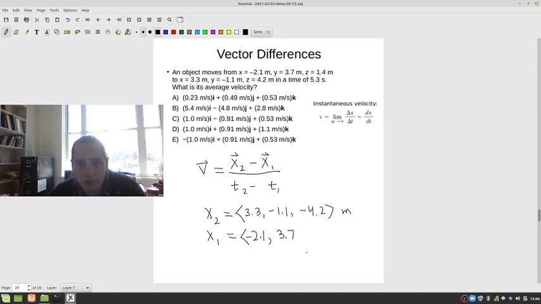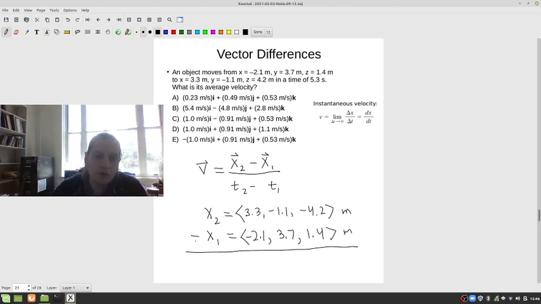They give me a z component, 1.4 meters. Okay. Now, if I want to take the difference between the two, I take the difference between each of the components. So 3.3 minus 2.1. Let's call this vector our delta x. That'll be 3 minus 0.1 is 0.2, 3 minus 2 is 1.